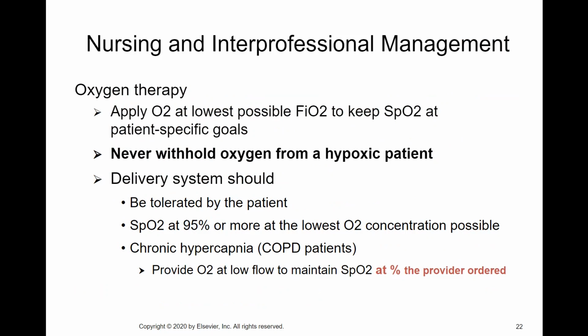Oxygen therapy. We want to provide the least amount of oxygen in a manner that the patient can tolerate to keep the SpO2 at 95% or higher. This means if your patient is at 100% on 2 liters nasal cannula consistently, you should turn it down to 1 liter and see how they do, and you may be able to wean them off.